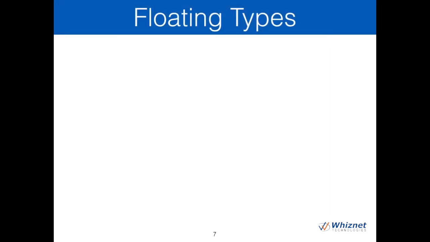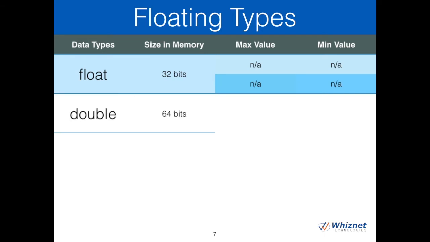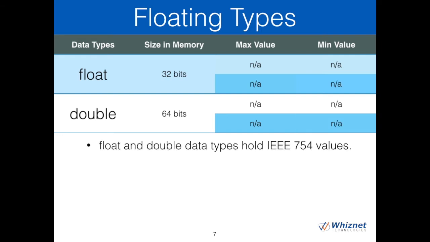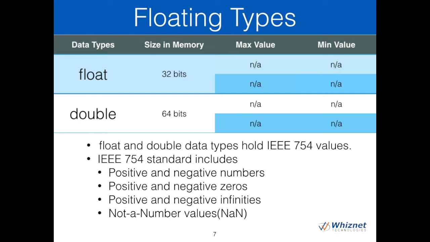Floating types. There are two floating data types in Java: float, which takes 32 bits of memory; double, which takes 64 bits of memory. Float and double data types hold IEEE 754 values. IEEE 754 standard includes positive and negative numbers, positive and negative zeros, positive and negative infinities, not a number values.